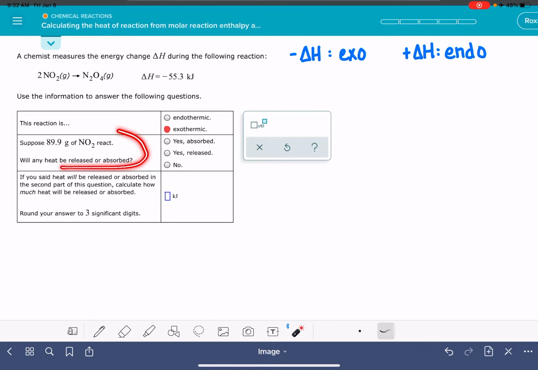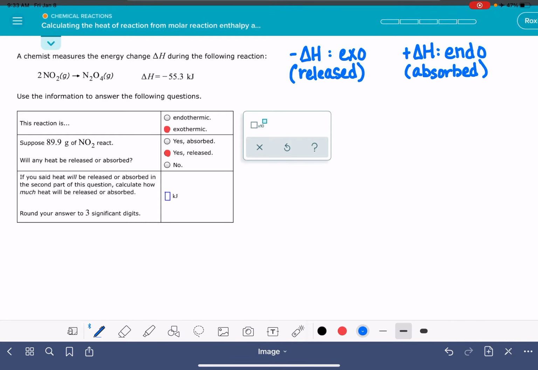Now the question is asking us if we react 89.9 grams of NO2, our reactant, will any heat be released or absorbed? Well, since we've stated that this is an exothermic reaction, whenever this reaction takes place, heat is always going to be released in this case because it's exothermic. So we can say that yes, heat is going to be released, and we'll make a note of that down here. Heat will be released when delta H is negative. Heat will be absorbed when delta H is positive.